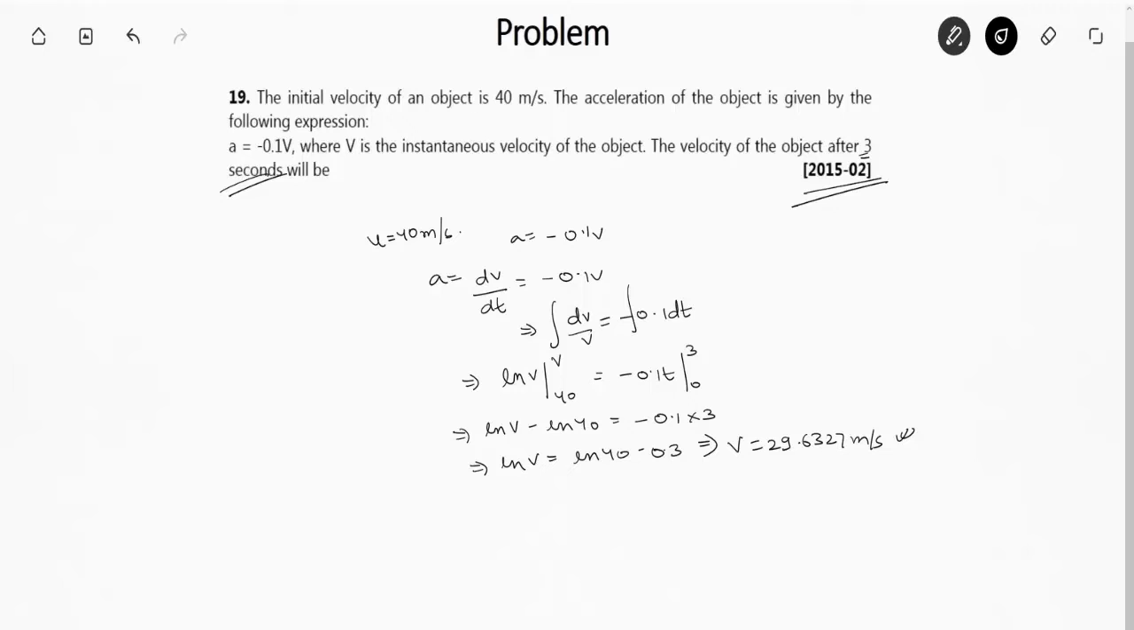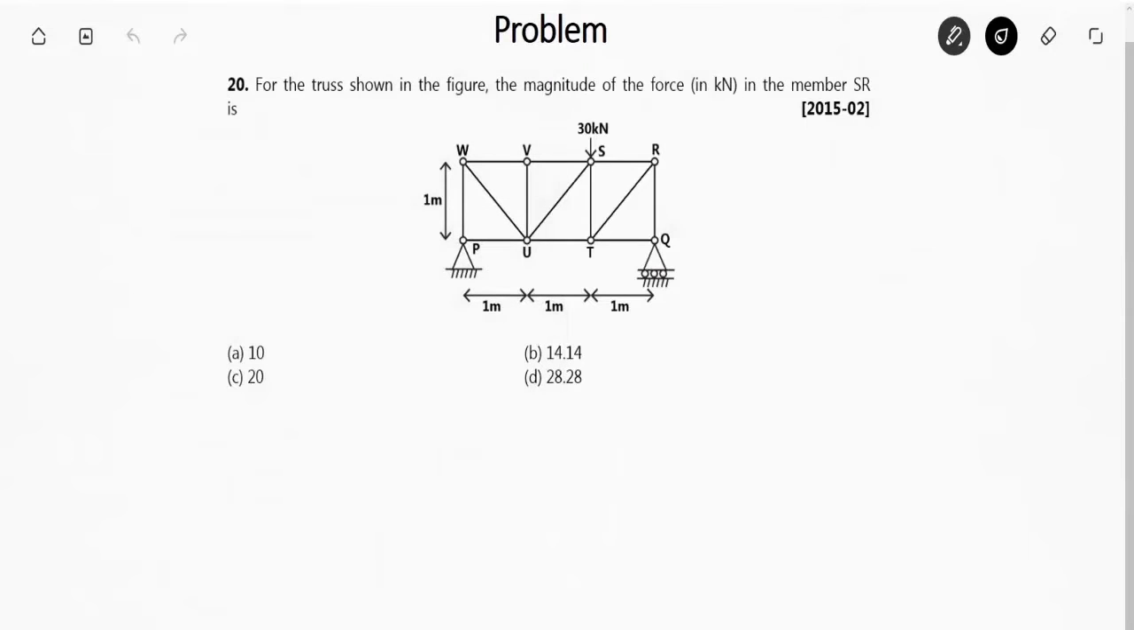Now moving to the next question. Again friends, this is a GATE question from the year 2015, set 2. It's a truss question. The question says, find the magnitude of the force in the member SR. So first of all friends, I will take moments about point P equal to 0. When I take moments about point P, the external forces are considered. Since this is a roller joint, it doesn't have horizontal components.